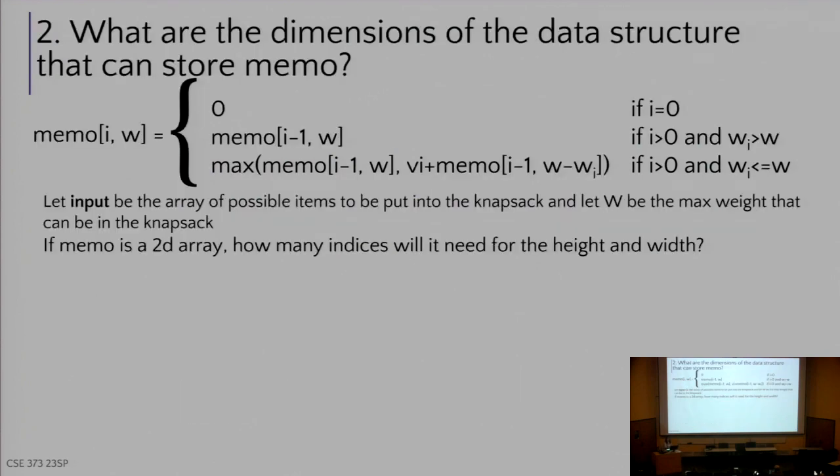Okay. So the next step is figuring out the dimensions of the data structure that can store the memo. For this one, we want to look at what all the possible values of I can be and what all the possible values of W can be. I'll give you guys a minute to think about this with the people around you.